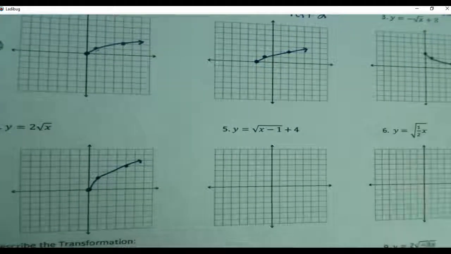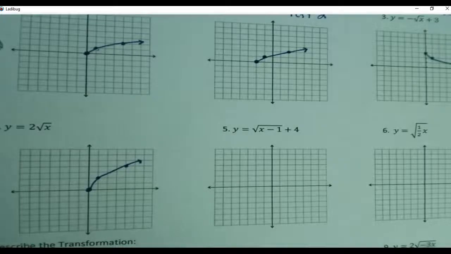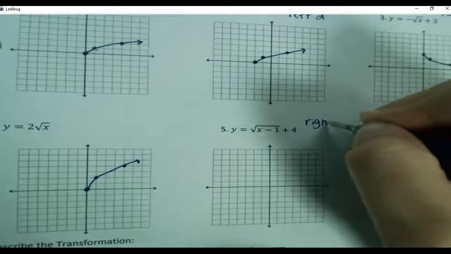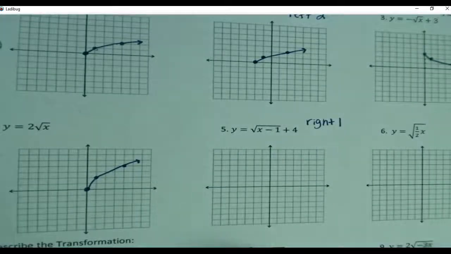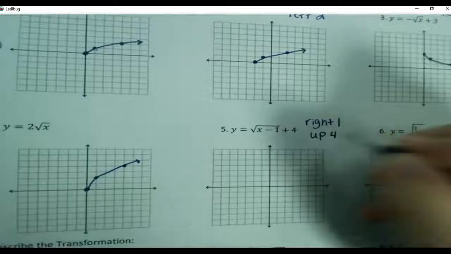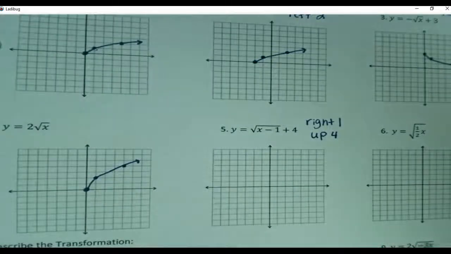Alright, let's look at 5. So on 5, how is this one going to move? If I have a minus on the inside, how does that move? Yes, good. So it goes to the right. So we're going to go to the right 1. And then how about that plus 4 on the outside? Good. Up 4. Good. So we're going to go right 1, up 4.